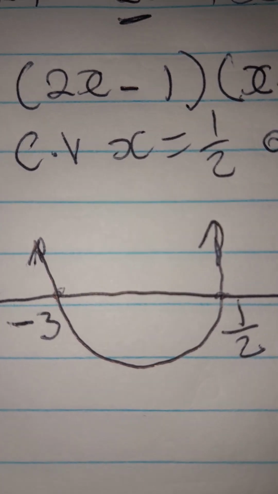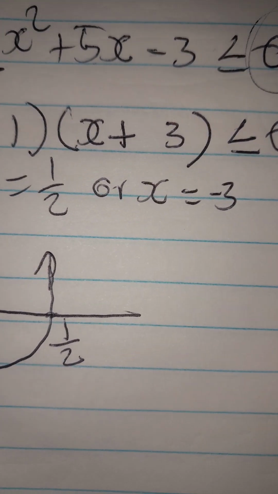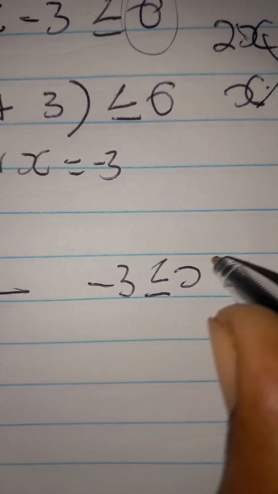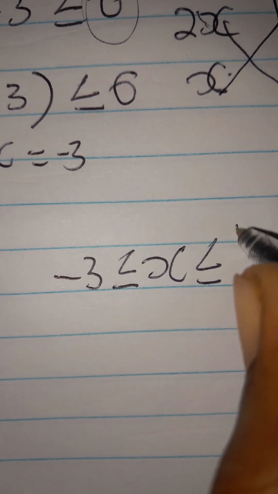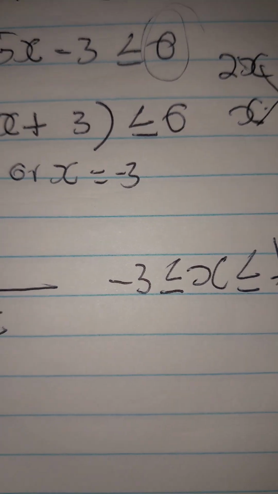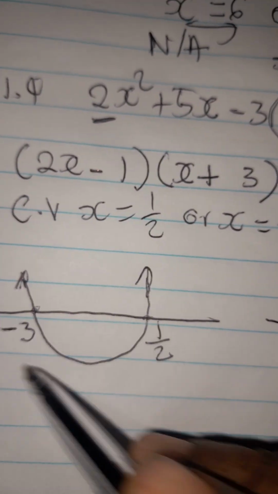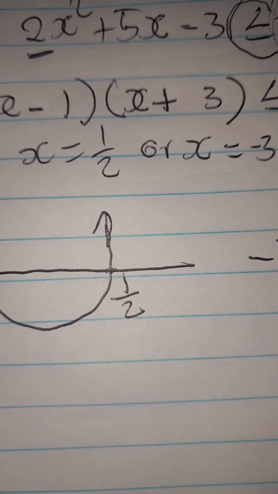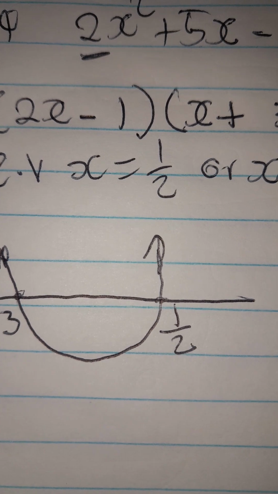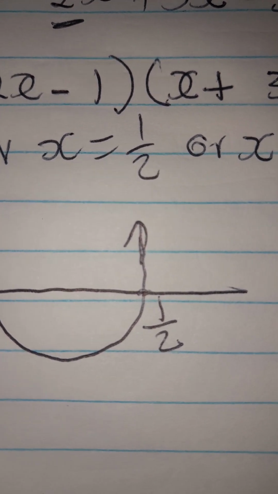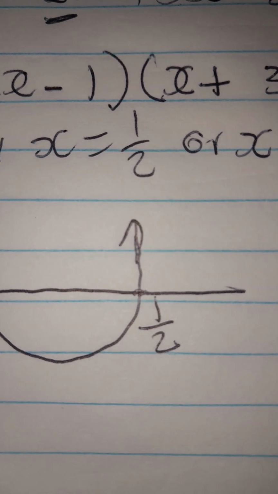We are not done. We need to put this in an inequality form, so it will be -3 is greater than x but less or equal to half. Okay, why is it so? Because these values are going below. The values of x are going below in this case. So that's how you can work with this inequality. Any preferable method that you may think of can apply there.